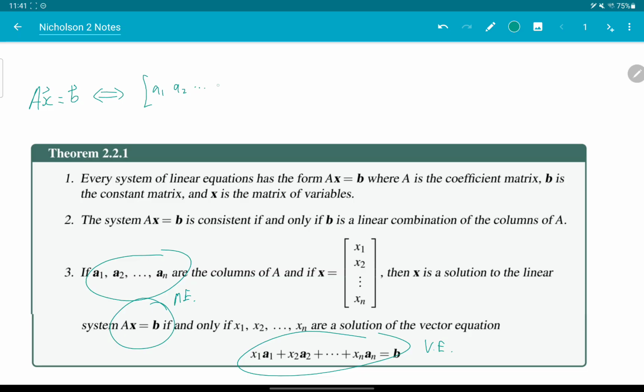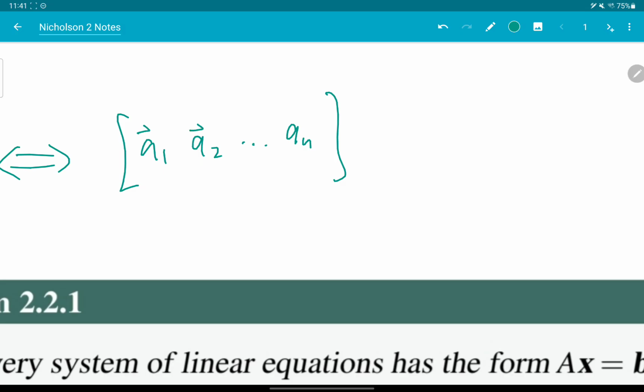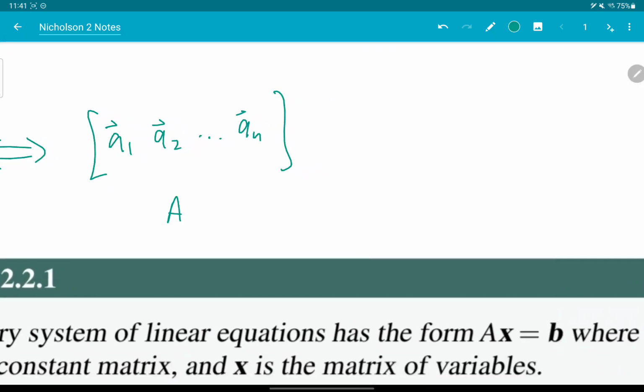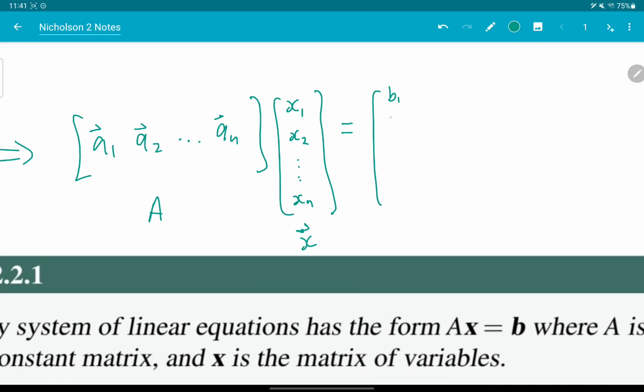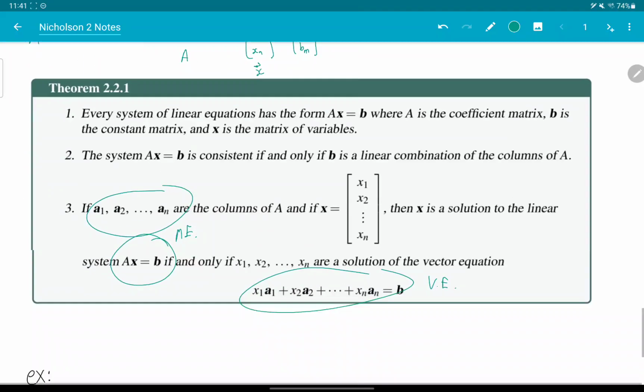How many columns do we have? We have n columns. Now each column is a matrix, right? So we should put little arrows on top. Oops, each column is a vector. Sorry, each column is a vector, so put little arrows on top of those guys. So we have A times X is equal to, this is the vector X here. This is equal to B. So you've got B1, B2, all down to BM.